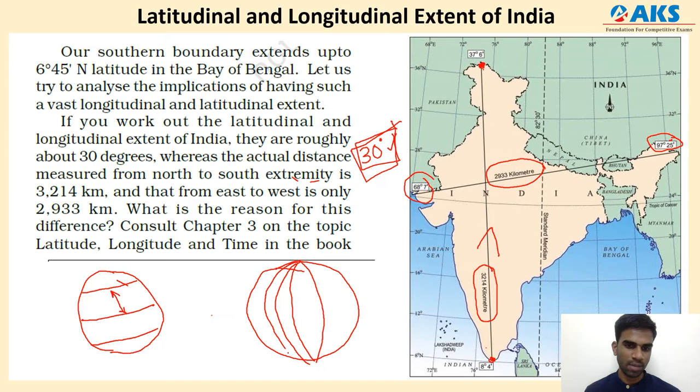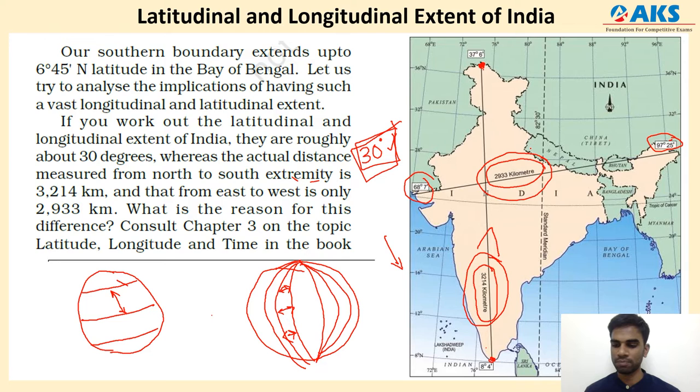All the longitudes meet at the poles. So the distance between two longitudes decreases as we move towards the poles. So though the longitudinal extent is also 30 degrees, the distance between these longitudes decreases as we move towards the poles, and as India is in the northern hemisphere, the distance between the longitudes keeps decreasing. So this is the reason that the distance from northernmost to southernmost point is greater than the distance from westernmost to easternmost point.